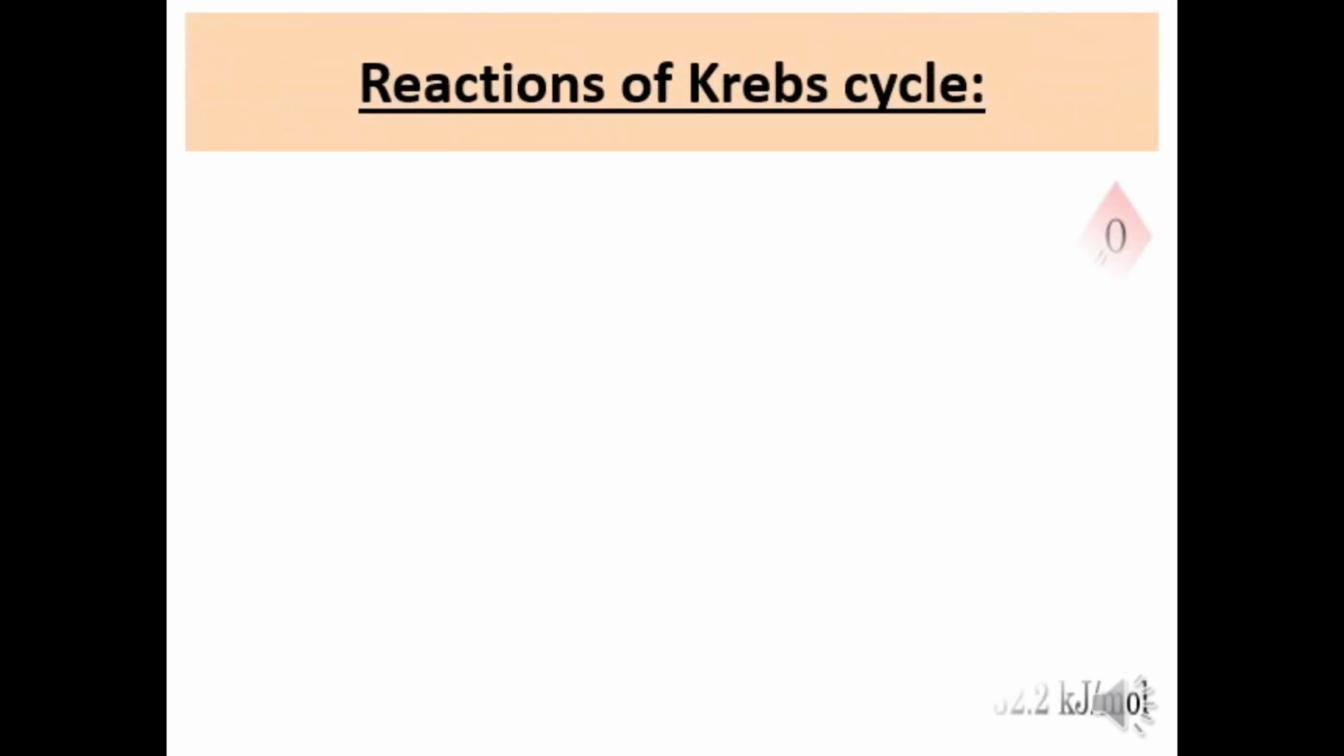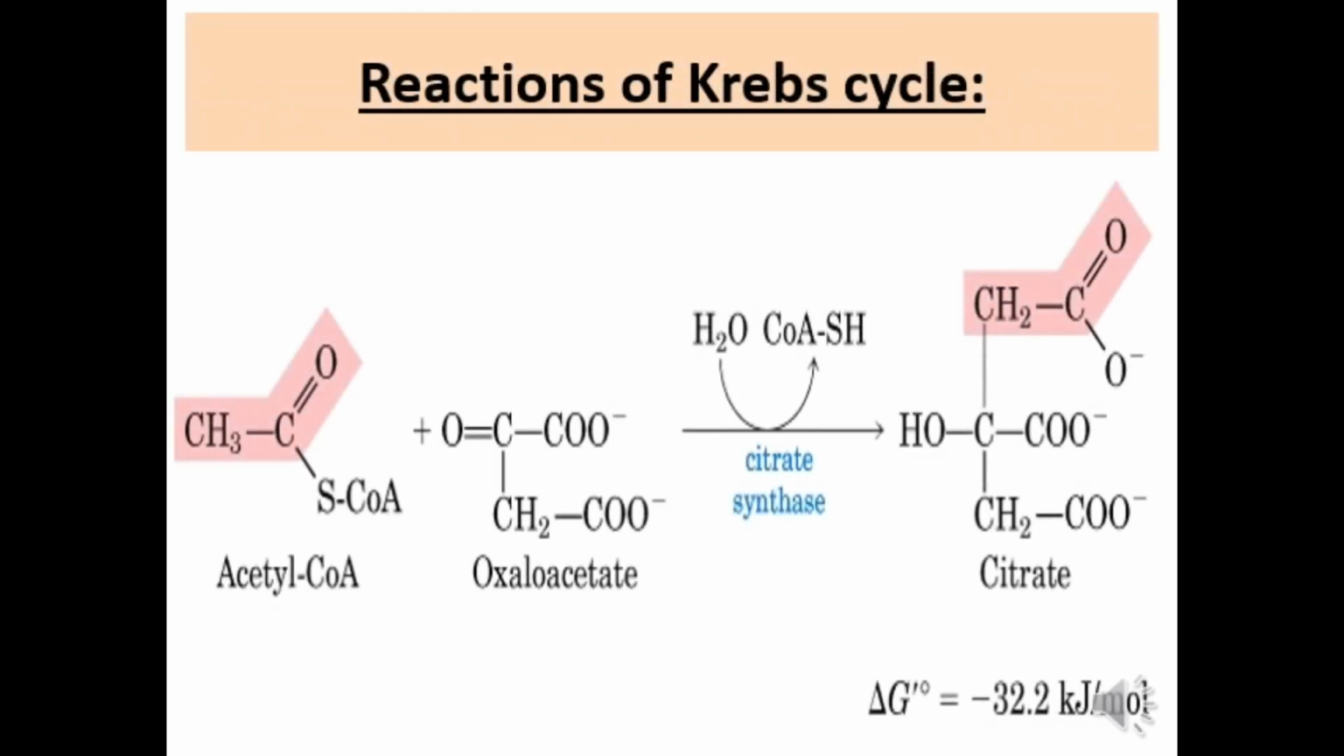Reactions of Krebs cycle. As we said, it consists of 8 reactions. In the initial reaction, acetyl-CoA, which contains 2 carbon atoms, reacts with oxaloacetate, which contains 4 carbon atoms, to form citrate, which contains 6 carbon atoms. This reaction is catalyzed by the enzyme known as citrate synthase.